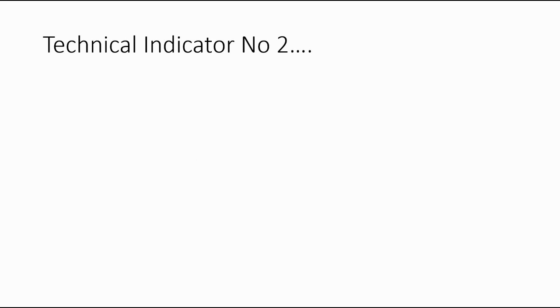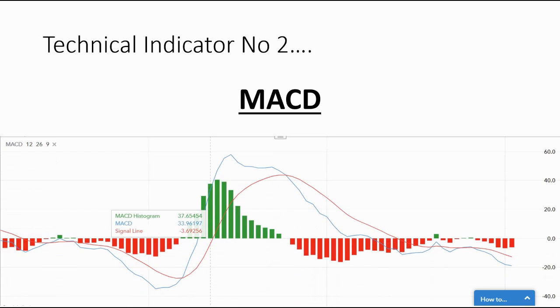Technical indicator number 2 is the MACD. The MACD, or Moving Average Convergence Divergence, is one of my favorite indicators because it is so simple to use and used in conjunction with other indicators can be very effective.